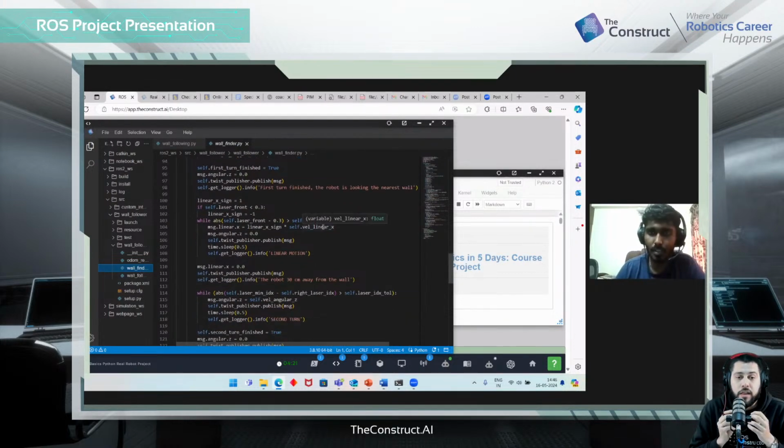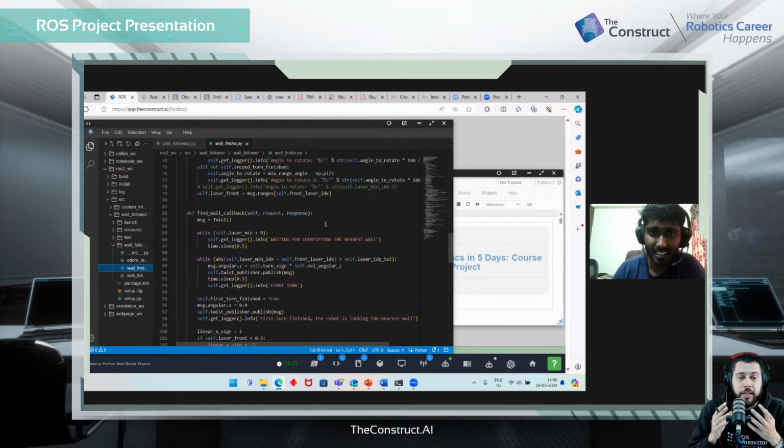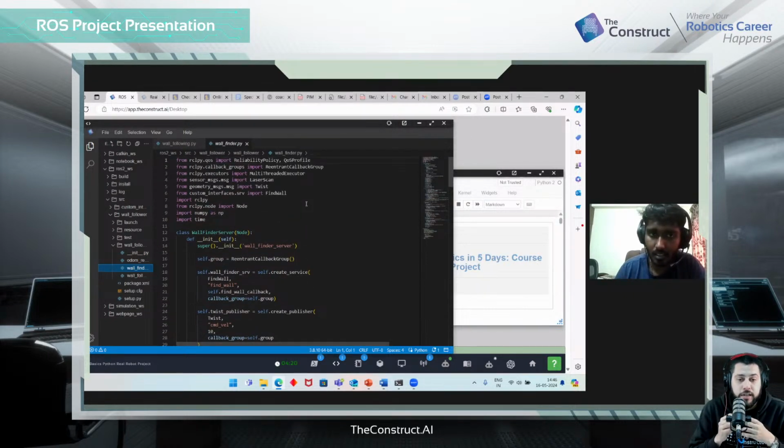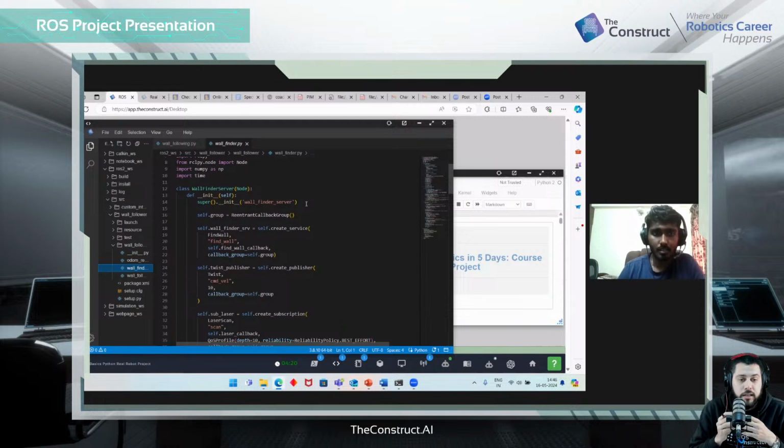For some reason your voice is not clear at the beginning. There's an initializing of a server. Yeah, the wall finder server. I mean the object create service right there. I see it, line 18. And it has a callback that gets executed when you call that service, correct?